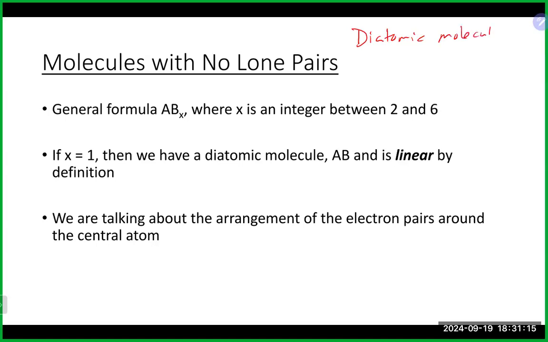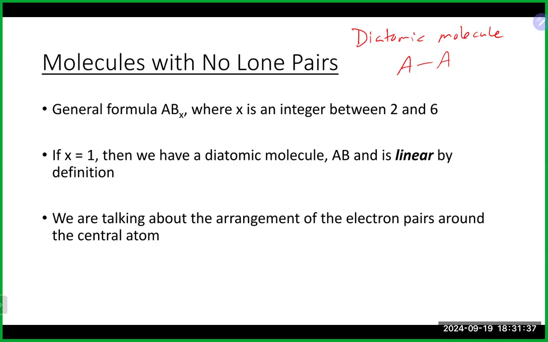And in a diatomic molecule, there really is no central atom because, frankly, there's just two. There's just two atoms present, which makes it diatomic. And in a diatomic molecule, because there's no central atom and because you only have two things, the old saying is the shortest distance between two points is a straight line.